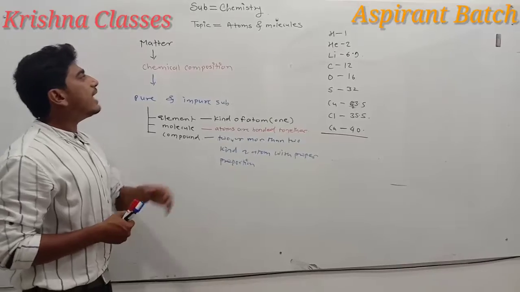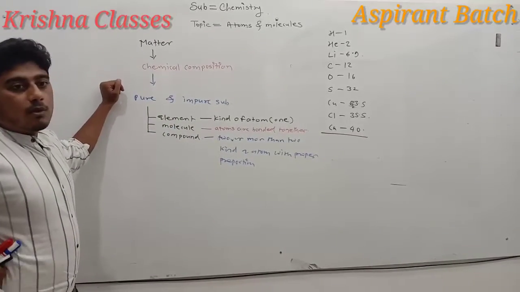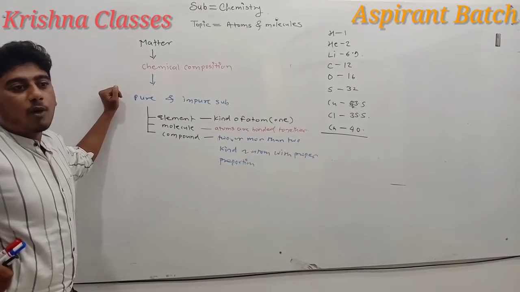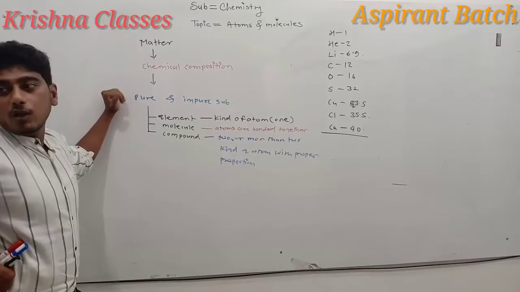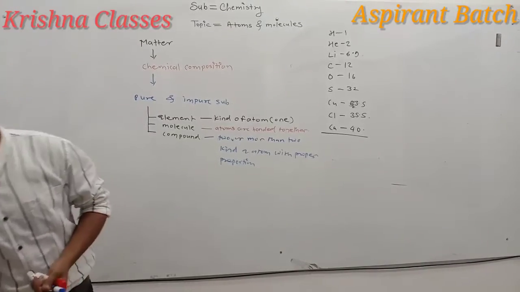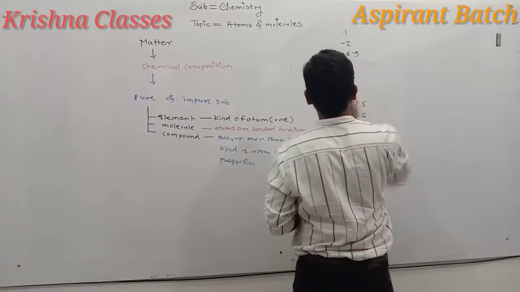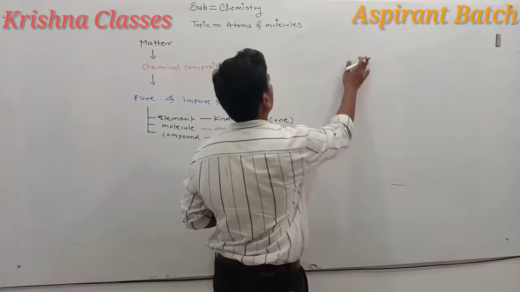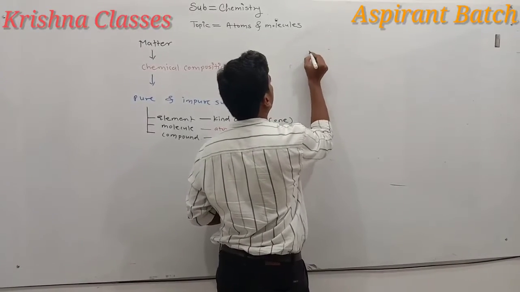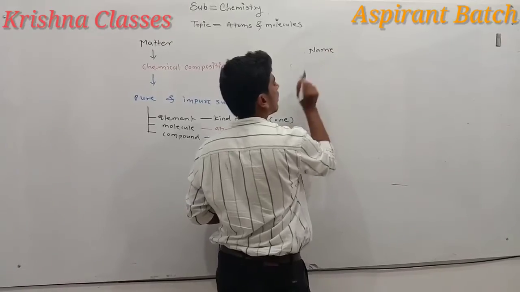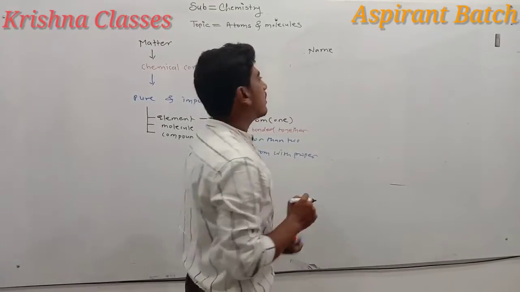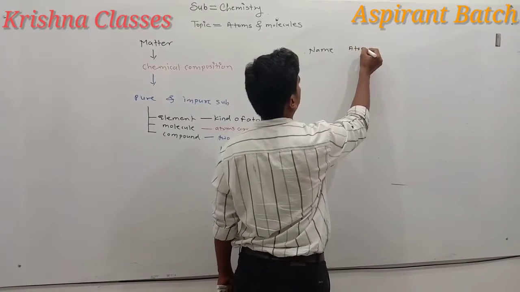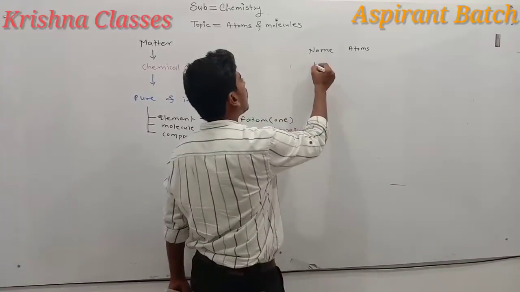Then in atoms and molecules, we find out the molecular formula of the compound. First of all, we have to find the molecular formula of the compound. Then we have to find the molecular mass of the compound. Our first example, let us start with water, the simplest one. First of all, you have to remember the name of the compound. Then we have to write down the number of the different types of atoms.